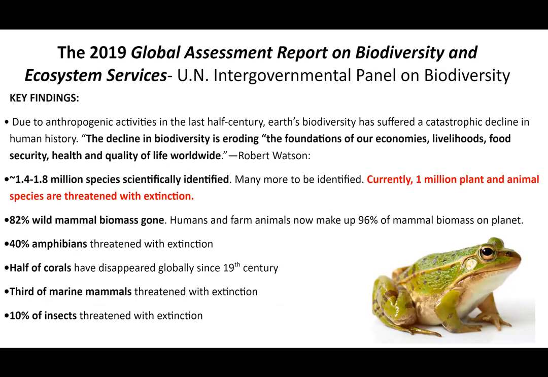Okay, so what is the current state of biodiversity? There was a very large report in 2019 called the Global Assessment Report on Biodiversity and Ecosystem Services, which is put forth by the United Nations Intergovernmental Panel on Biodiversity. So it's just another one of those NGOs that we talked about. There were some pretty key findings, and I think this quote from Robert Watson really hits the point home. It says the decline in biodiversity is eroding the foundations of our economies, livelihoods, food security, health, and quality of life worldwide. And I think that really says all I would technically need to say, but I'm going to talk about some important aspects of this report in just a second.